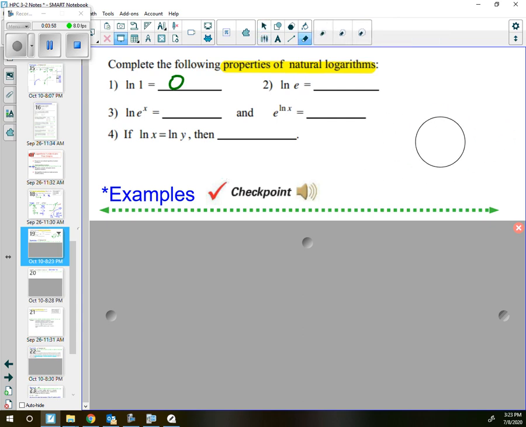ln of e, let's talk about that one. This is a great one. We use this one a lot when we solve. ln of e. Remember the e is down here, even though we don't usually write it.